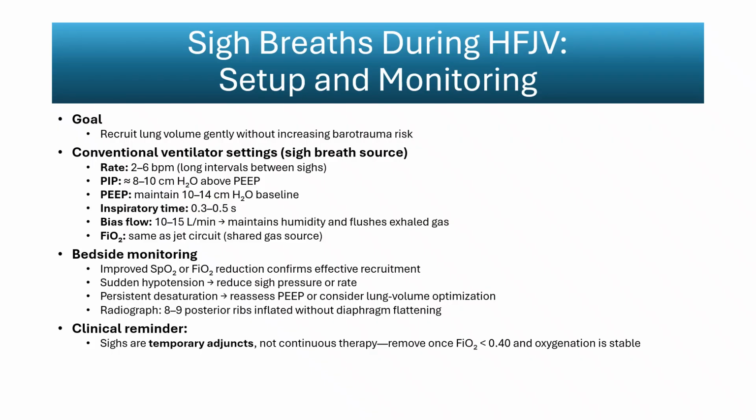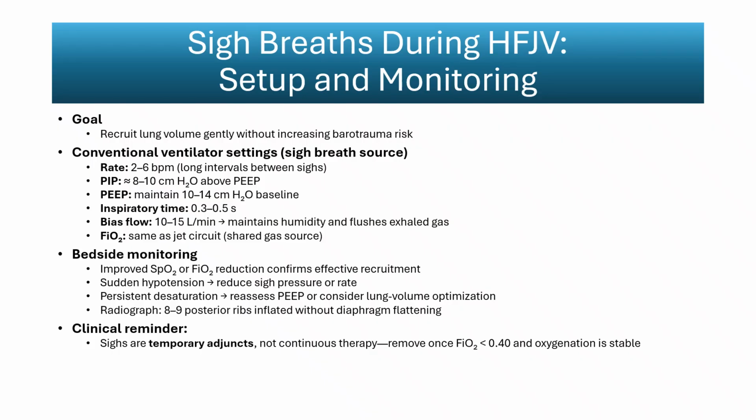Bias flow around 10 to 15 liters per minute maintains humidification and flushes exhaled gas from the circuit. The inspired oxygen is shared between both systems and adjusted for target saturation. Assessment focuses on the effectiveness and tolerance of sighs rather than numeric settings. Improvement in oxygen with reduced requirement indicates successful recruitment.